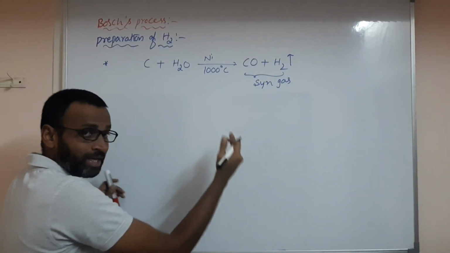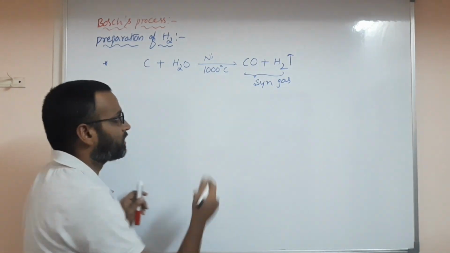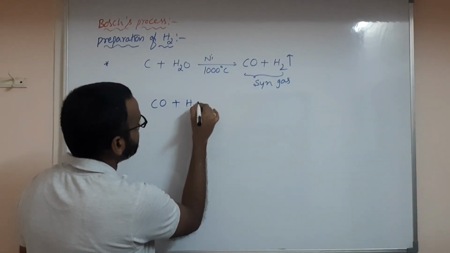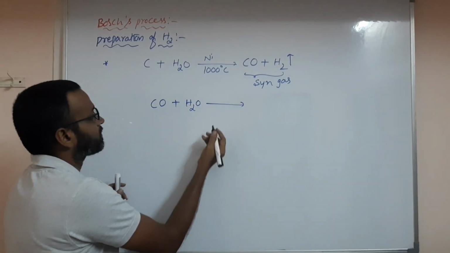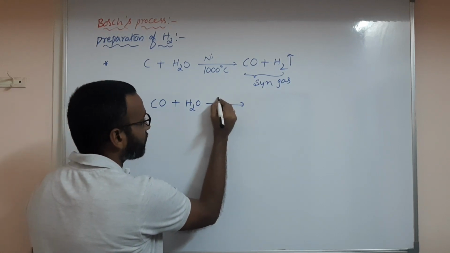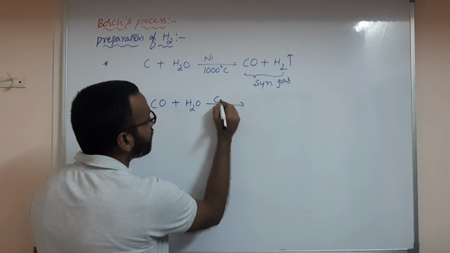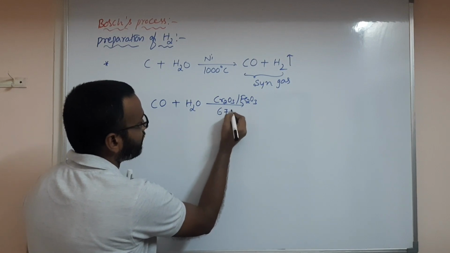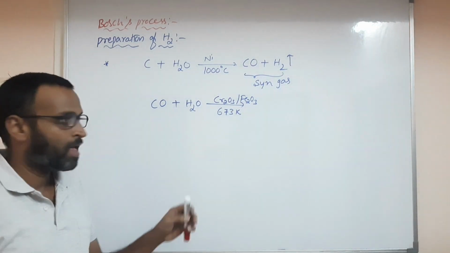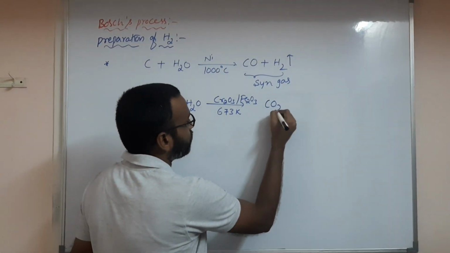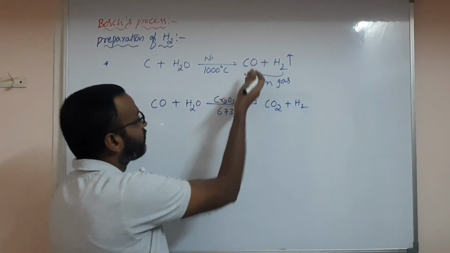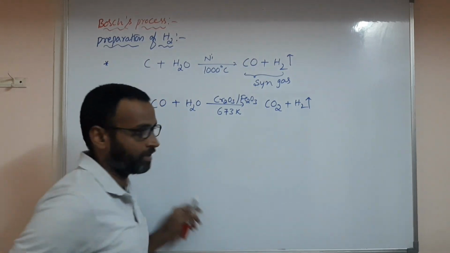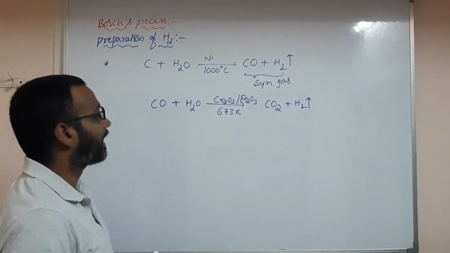So this H2, you can improve the quantity of hydrogen by how? This carbon monoxide, when it reacts with water again, then what happens, sir? Here also we have to heat in presence of a catalyst like Cr2O3 or else Fe2O3, and 673 Kelvin temperature we have used. Then what happened here? CO2 plus H2. So how is it increased? The CO again automatically will react with water. Certainly more amount of hydrogen gas will liberate. This is one of the preparations of hydrogen.